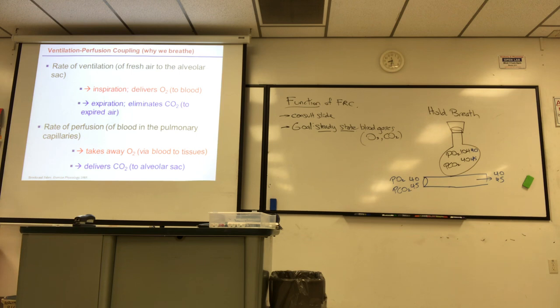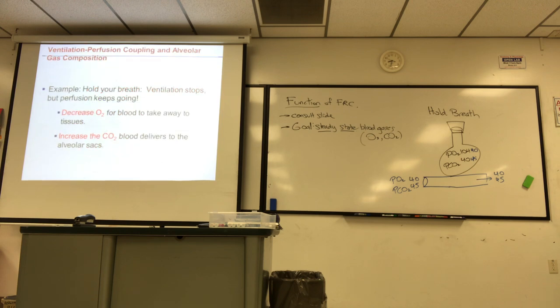Now that rate of ventilation needs to be matched with the rate of perfusion, because the blood will always take away the O2 that's being delivered to the alveolus, and the blood will dump CO2 into the alveolar space. So these have to be matched so the function can occur. I already gave the example of breath holding. If you stop breathing, that is ventilation, perfusion keeps happening.